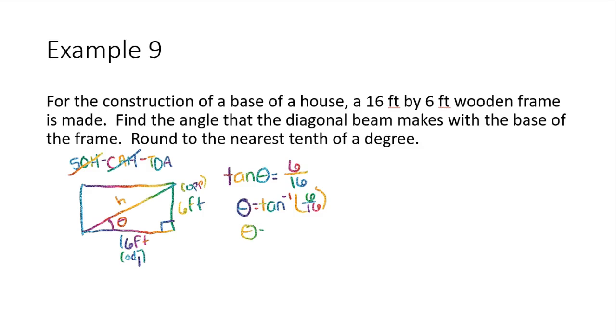And then we can put this in our calculator. Be sure you're in degrees, because if you're not, you're going to get the wrong answer here. We're going to do second, and then tangent, and then 6/16. And that's going to return a value of 20.6 degrees when we round it to 1 decimal place.